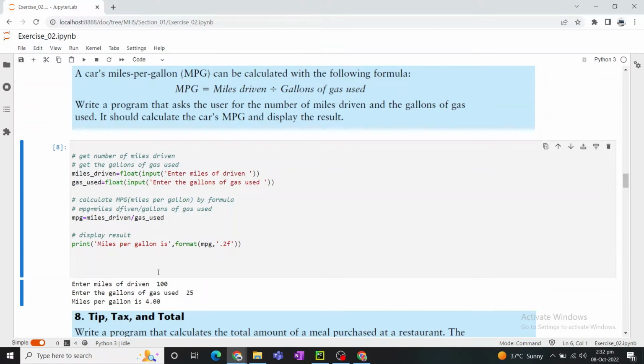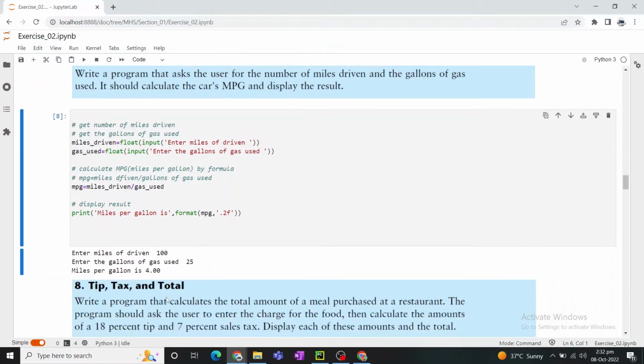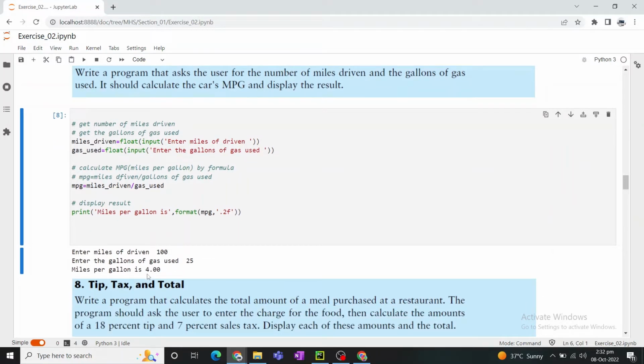It will say the average on each gallon, which was basically 4 miles per gallon. So each gallon drove the car a number of miles, like 4 miles per gallon, with 25 gallons consumed for the total of 100 miles.